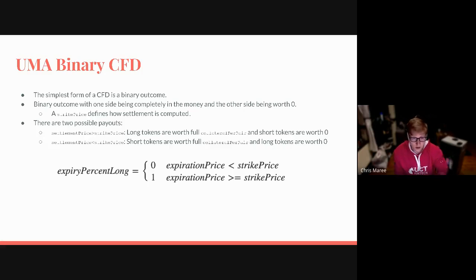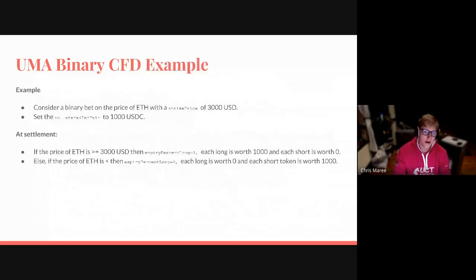Pretty intuitive. So we basically get this equation for the expiry price as a function of the expiration price. The expiry percentage long is a function of the expiry price. So we can create a very simple example where we create a binary bet on the price of ETH at $3,000, and we can set the collateral per pair to be 1,000 USDC. So if the price of ETH is greater than $3,000, then each long token is worth 1,000 USDC, and if it's less, then each short token is worth 1,000 USDC.